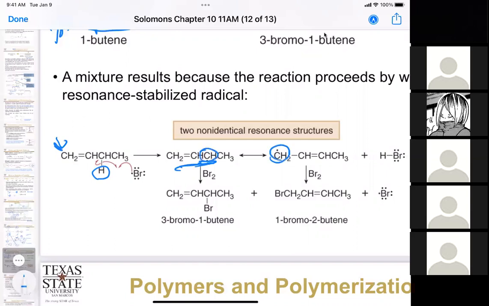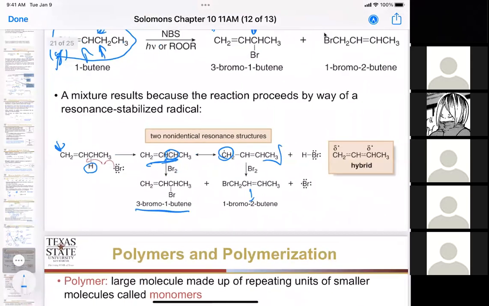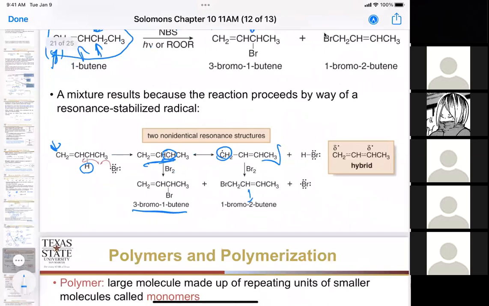And while it's here, it goes to the 3-bromo. And while it's on this side, it goes to the 1-bromo. And so we get that mixture. Slight favor for the 3, but it is an allylic radical, so we'll get both. All right, questions on that?